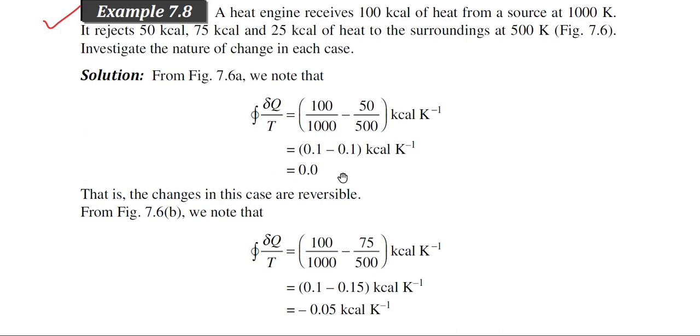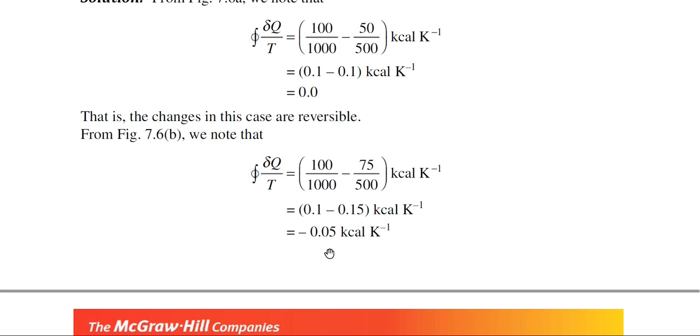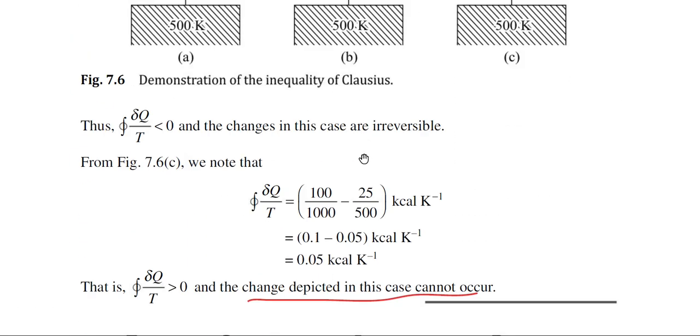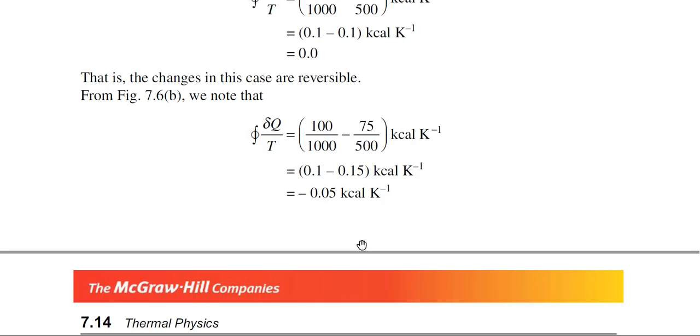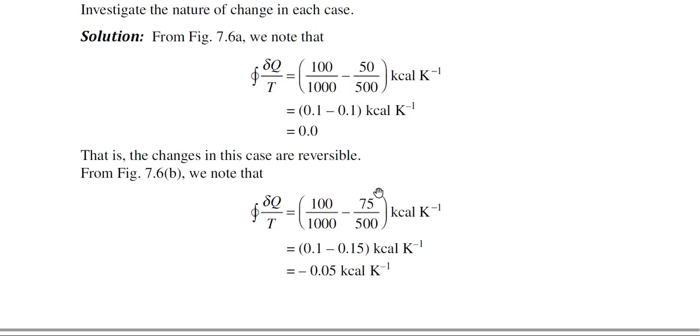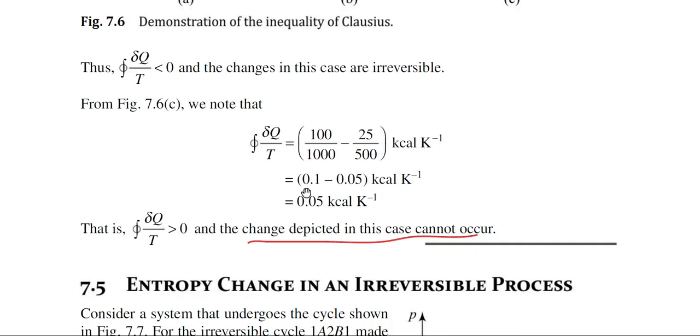This is 0 in the first case. In the second case this is negative. Negative means this process is irreversible, and 0 means this process is reversible. But in the third case, the closed integration of delta Q by T becomes greater than 0, and this process cannot occur, because the general formula says the closed integration of delta Q by T will be less than or equal to 0. It cannot be greater than 0. You have to remember this fact. So the third process cannot occur.